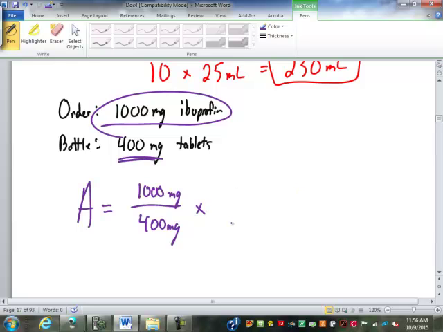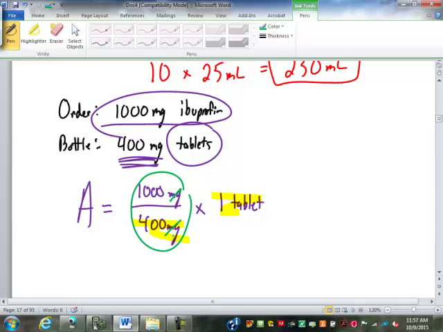What's the vehicle? Well, what carries the 400 milligrams into the patient? There it is, exactly. One tablet. One tablet contains the 400 milligrams. That is what will carry that medication into the patient. So now, again, the milligrams divide out. 1,000 divided by 400 is 2.5. Times one tablet, 2.5 tablets.